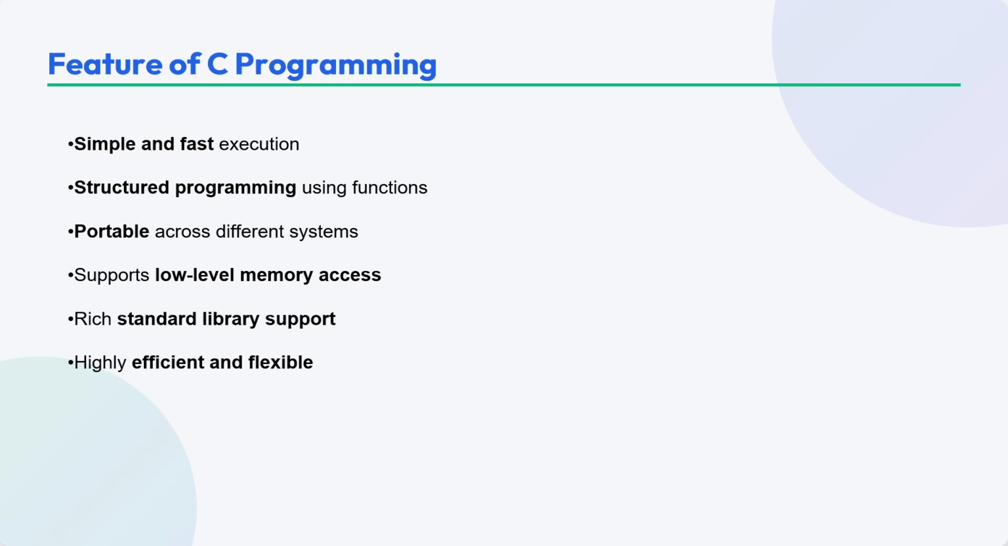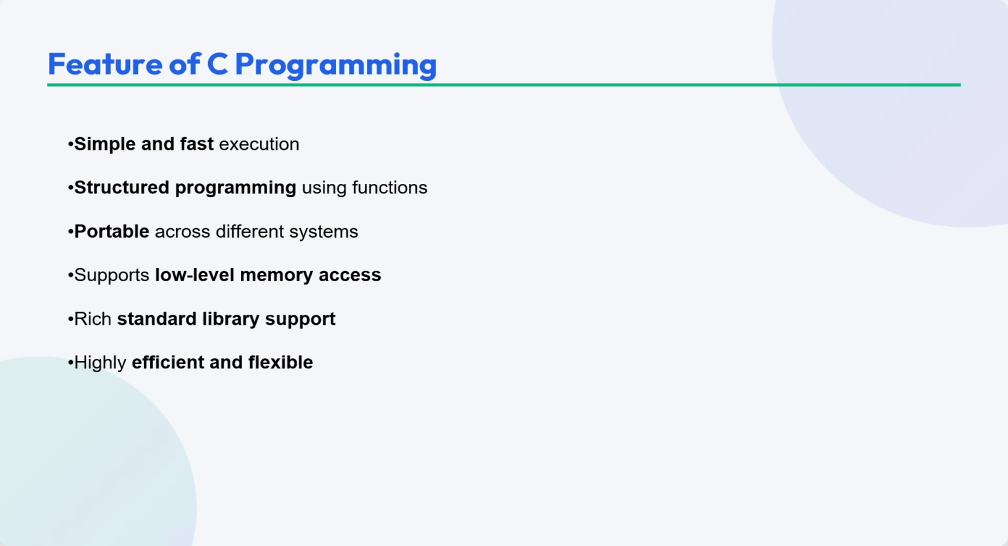Features of C programming consist of: first, simple and fast execution. As C programming uses a compiler, the program is compiled after the whole code is written. Then, it is structural programming using functions. C programs have many libraries like the standard library, math library, and string library, which have a vast amount of keywords or functions which are highly structured.